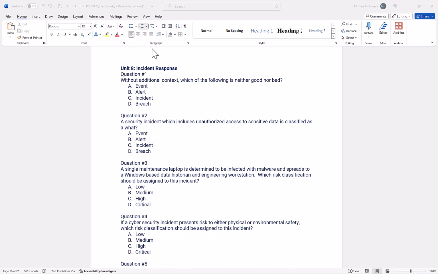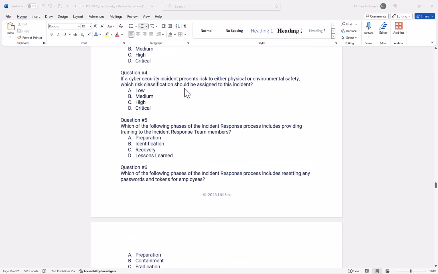So again, it depends on the environment. You could say low, because it's not impacting operations. But since it's more than one asset, I probably would still go with medium, just because it has spread, and we want to make sure you have some elevated concern and make sure it doesn't spread to anything else, right? So I would say in this case, medium. It's not high or critical because there are no assets that have been compromised that are going to impact operations or physical or environmental safety. So again, I would say B.